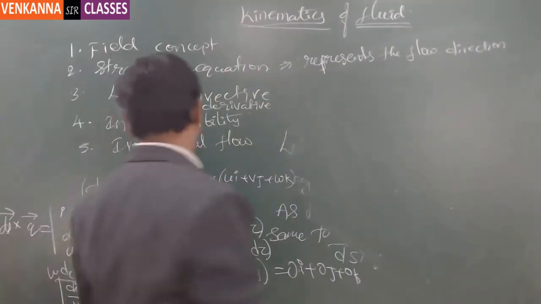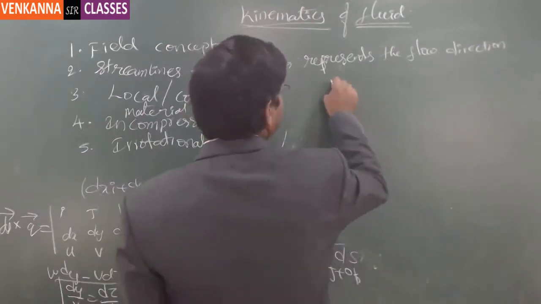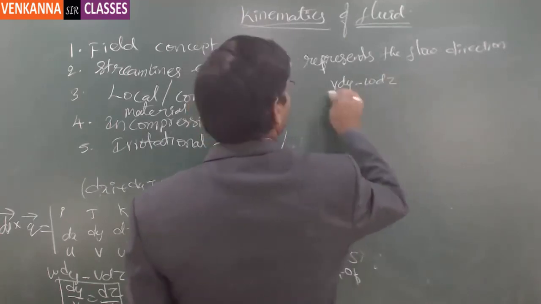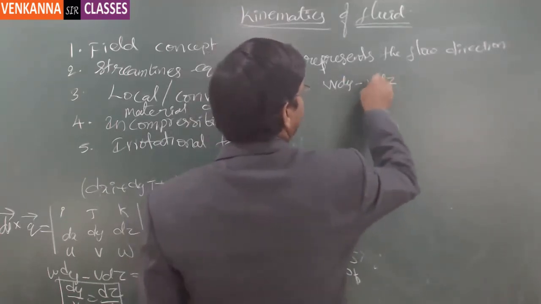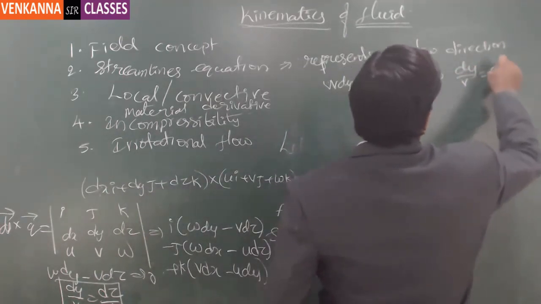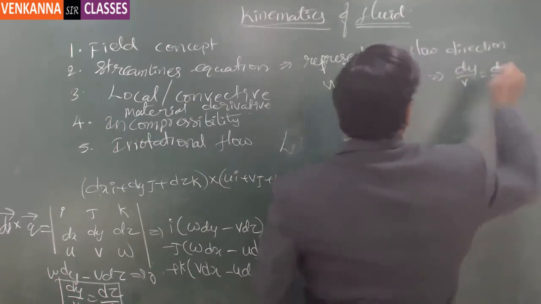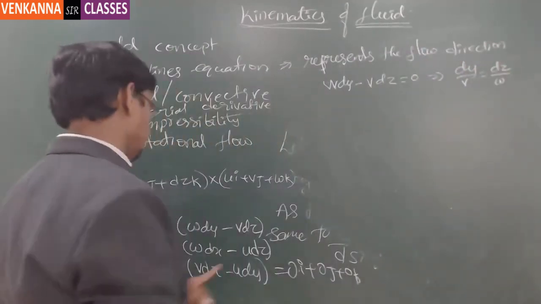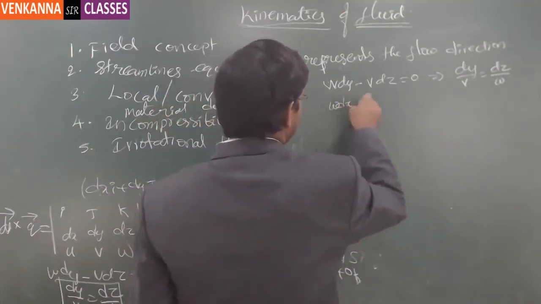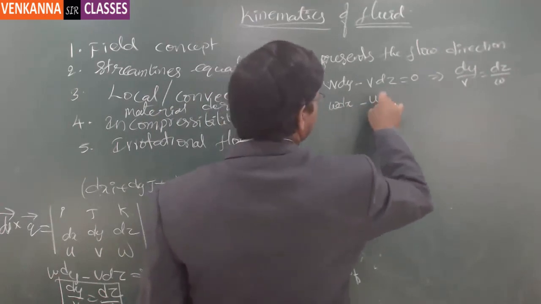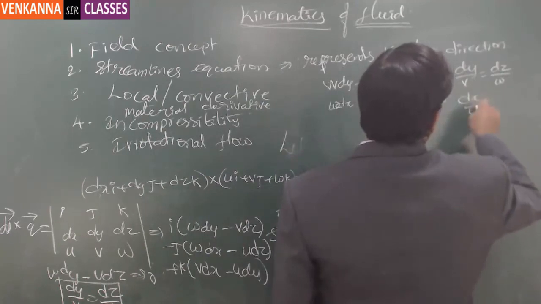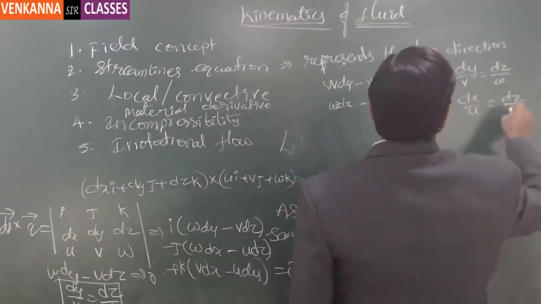So here, v dy minus w dz, w dy minus v dz equal to 0. It implies dy by v is equal to dz by w. And the second one is w dx minus u dz. It implies dx by u is equal to dz by w.